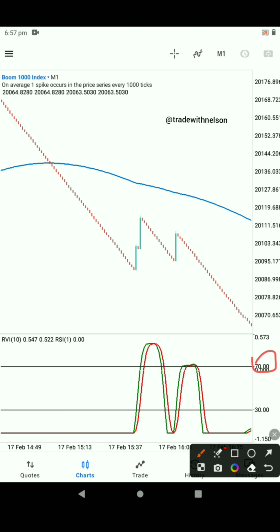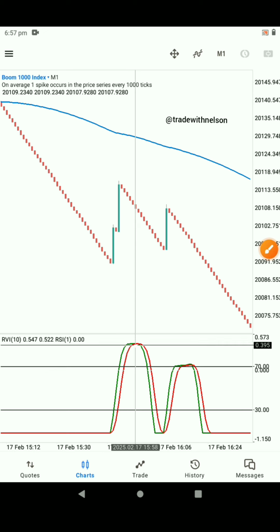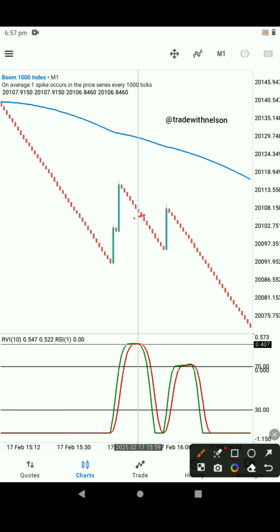So over here you see the 70 level above the 0. We see a spike to the upside that did not touch the moving average. We see a cross above the 70 level. We enter a sell, count our 5 candles, and then we are out.